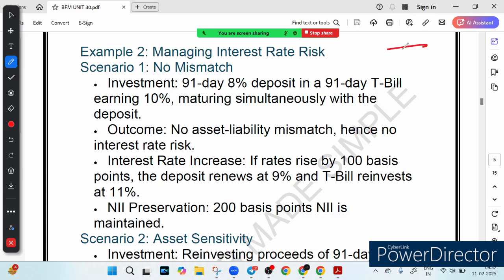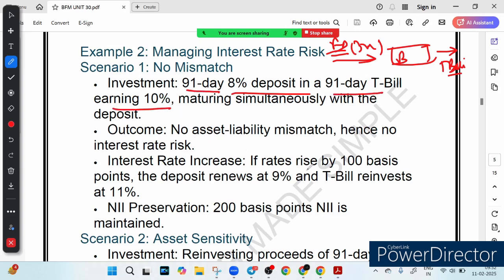So what is happening here? This is the bank. It is taking an FD. You are giving an FD to the bank, deposited for 3 months. And where is the bank investing? The bank is investing in a treasury bill, which is a government bill. You know it very well, right? This is also for 3 months. You can see that the 91-day, or 3-month, deposit is at 8%, and the 91-day treasury bill is earning 10%.